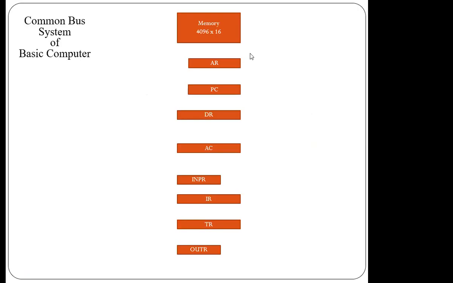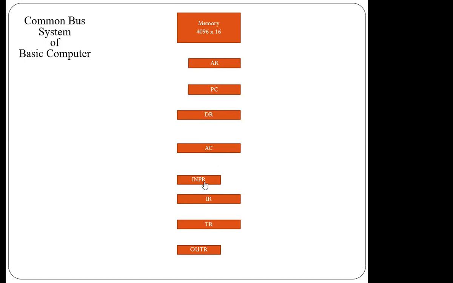These are the registers which we discussed yesterday. I hope you remember them. We have a total of 8 registers. AR stands for address register. It is of 12 bits. PC stands for program counter. It is of 12 bits. DR stands for data register. It is of 16 bits. AC is the accumulator, which is of 16 bits.